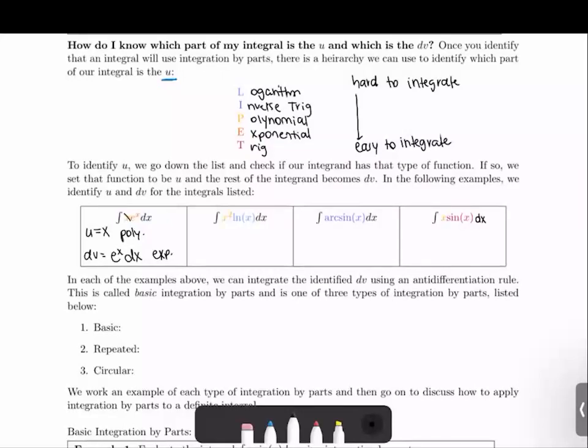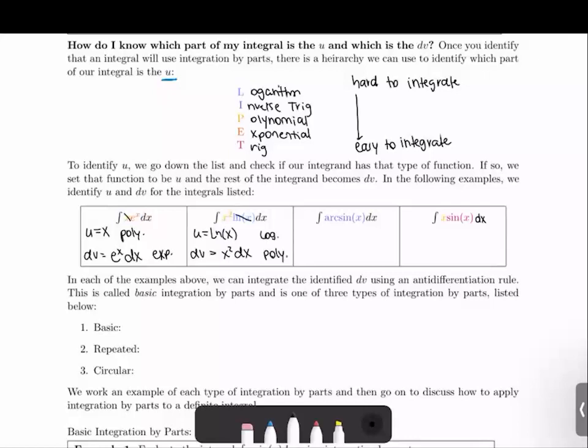Okay, our next example is the integral of x squared ln of x. So x squared, highlighted in yellow, is a polynomial function, and the ln of x, highlighted in blue, is a logarithm. So L comes before P in LIPET. That means that our u is going to be the ln of x, and our dv, again, is everything else. So that's going to be x squared dx. You can see just from these first two examples that polynomials being in the middle will often be u or dv, depending on which question we're looking at.